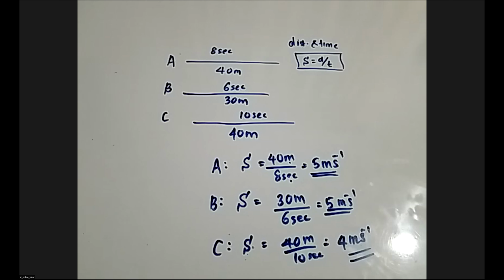Calculate the speed of the following three people named A, B, and C, who took the following time to cover the given distance.